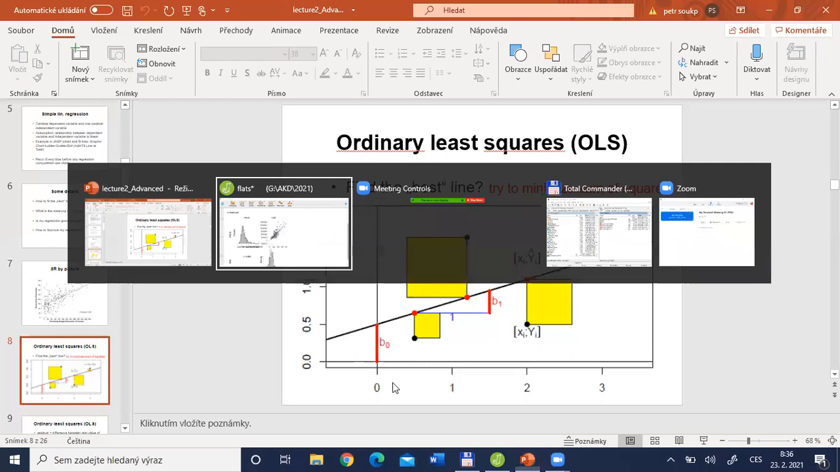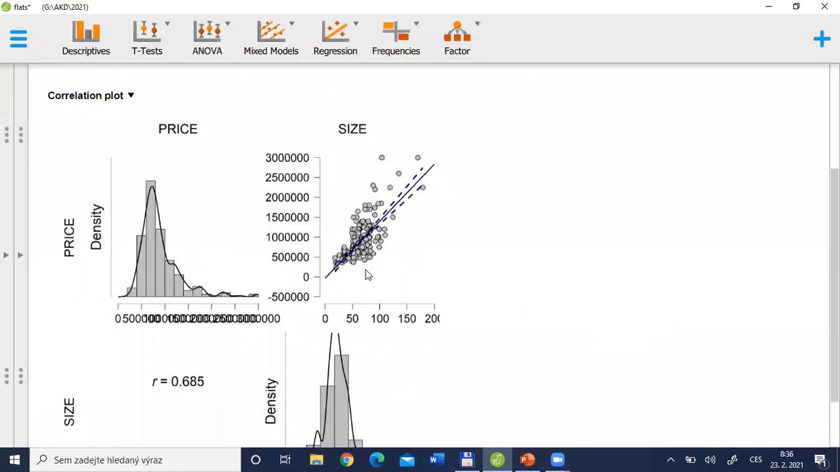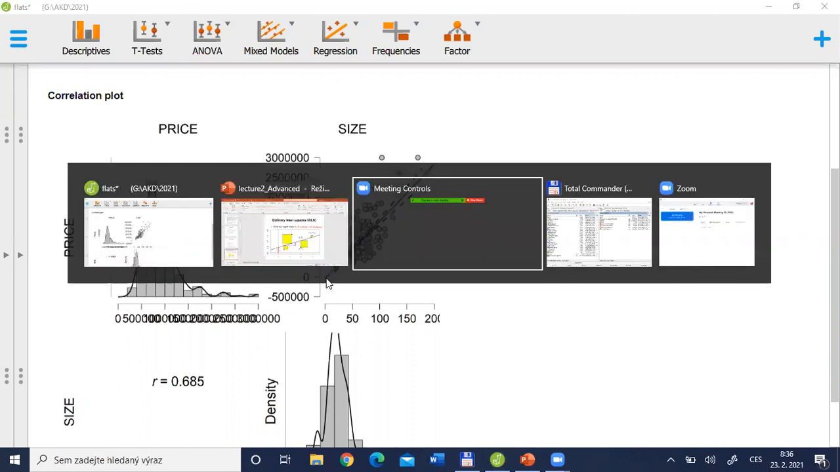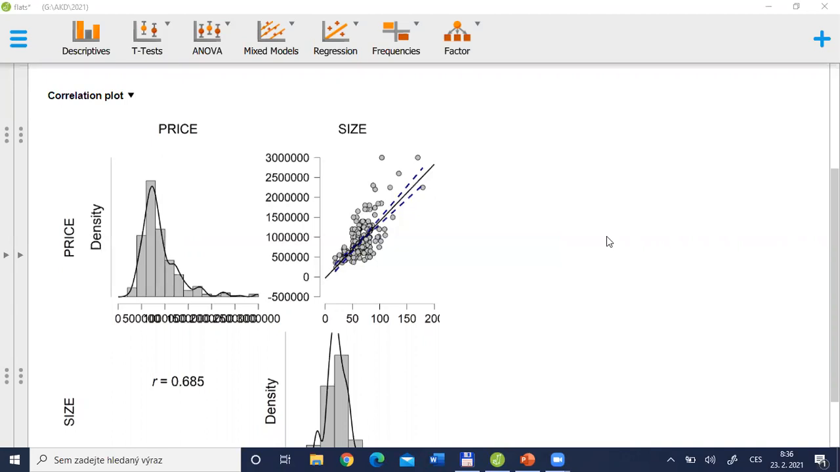So if I go back to my real life example, sizes of the flats and prices of the flats, can somebody try to explain what could be the interpretation of the intercept here for this case of sizes versus prices of flats? What would be the interpretation? Can somebody try? Maybe if the price is 0, so the size is 0?